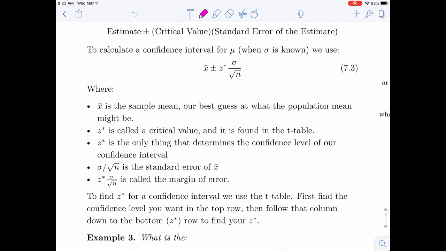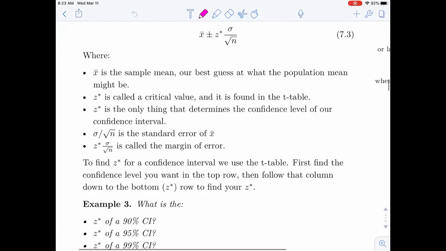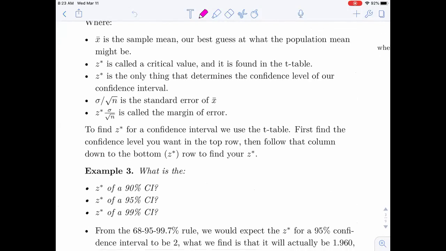And then all things that we just know in the remaining blurbs. Sigma over root N is the standard error of X bar, and then the margin of error is Z star times sigma over root N. To find Z star for a confidence interval, we use the T table. First, find the confidence level you want in the top row, then follow that column down to the bottom Z star row to find your Z star. So there it is.